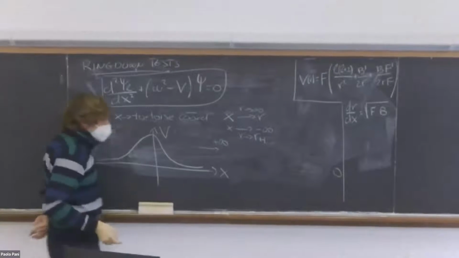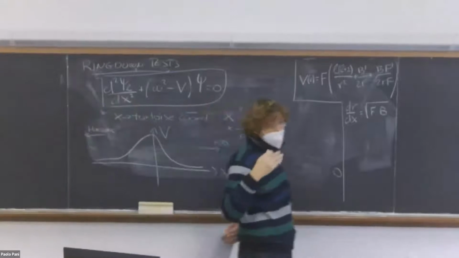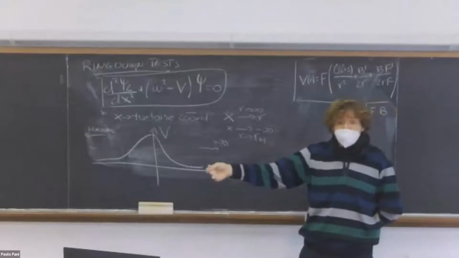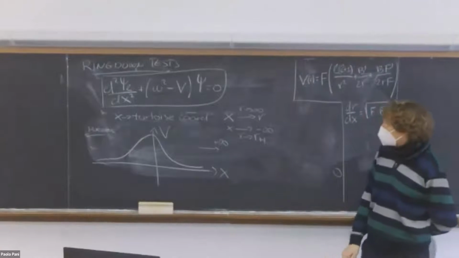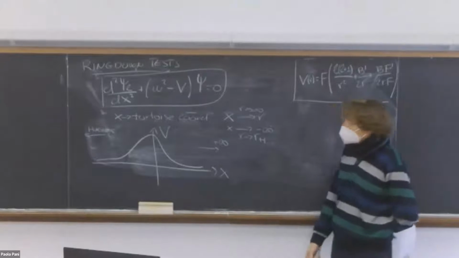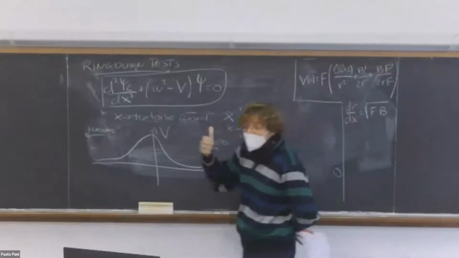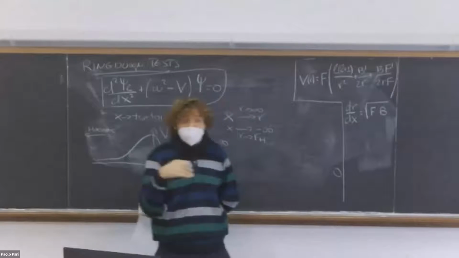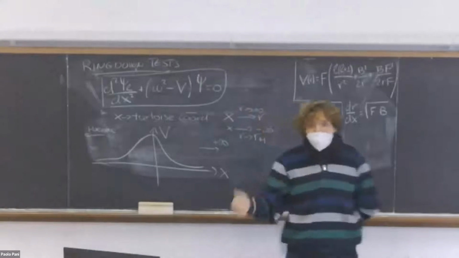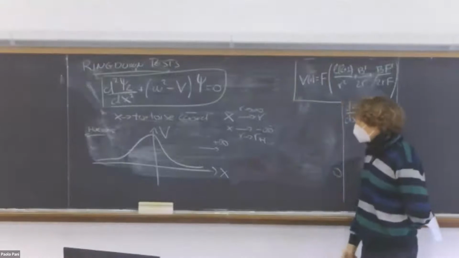And of course, it's called the tortoise coordinate for two reasons. First, because the horizon is at infinite distance in this coordinate, and also because the relation, at least in the Schwarzschild geometry, between x and r involves a logarithmic term. So x goes to minus infinity logarithmically. So it's a slow dependence.